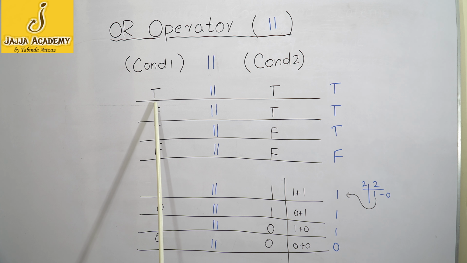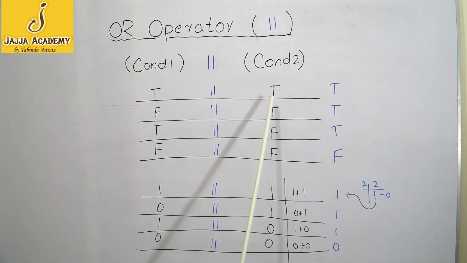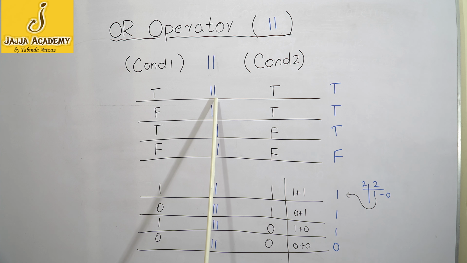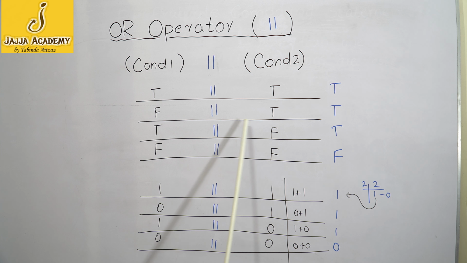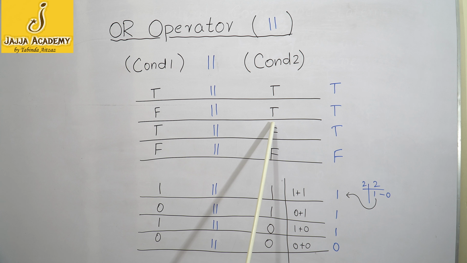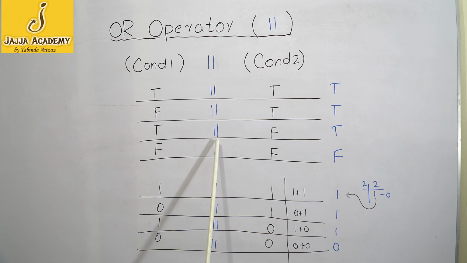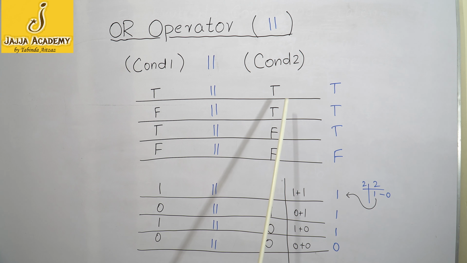For example, if condition 1 is true and condition 2 is also true, then the OR operator will return true. If the first condition is false and the second condition is true, then it will return true. And if the first condition is true but the second is false, then still the OR operator will return true. But if both conditions, condition 1 and condition 2, are false, then it will return false. So the OR operator returns false when both conditions are false, otherwise it returns true.